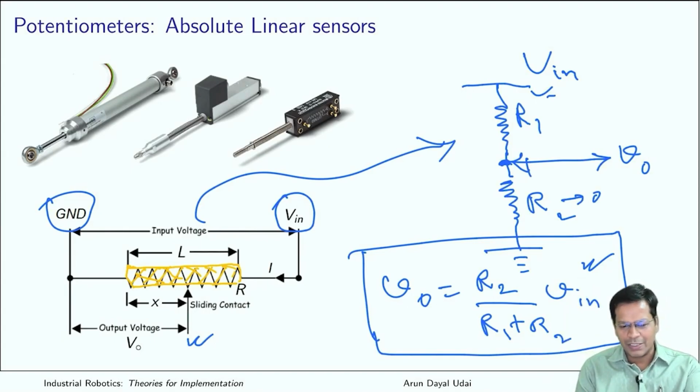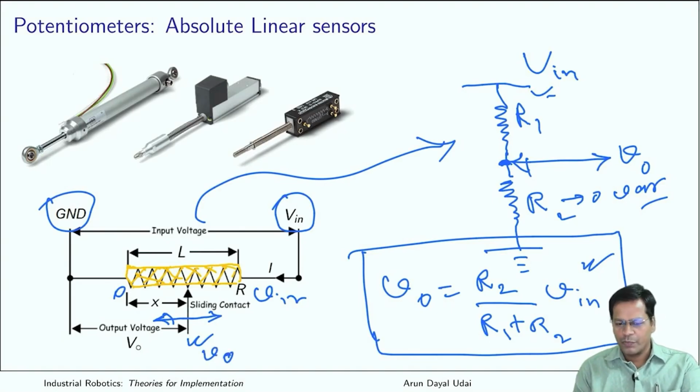You see this can be compared with the divider, where R2 is a variable, because this slider can move in this direction, up and down. The slider can touch this point which is 0 potential, or it can touch the input potential. Anywhere in between it will give you some output voltage between 0 and V in, the supply voltage. This is the first principle of this. Let us see how it is.